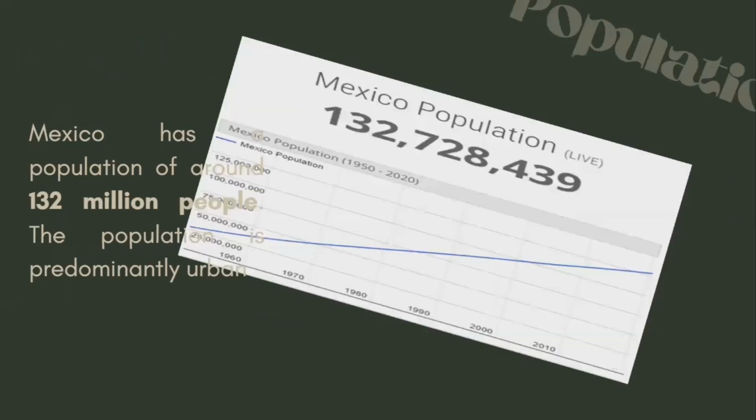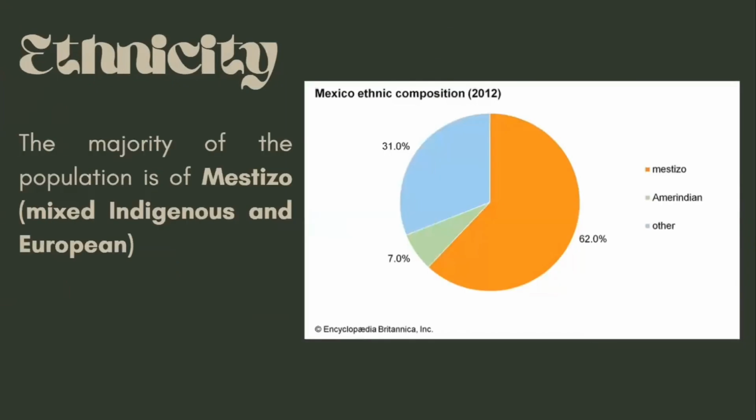Now let's move on to the ethnicity. The majority of the population is actually mestizo, which is a mixed indigenous and European heritage, although there are also significant indigenous and Afro-Mexican populations. The indigenous population is concentrated in southern Mexico, while the Afro-Mexican population is found in coastal regions. The ethnicity of Mexico is predominantly mestizo. This refers to people of mixed indigenous and European heritage.